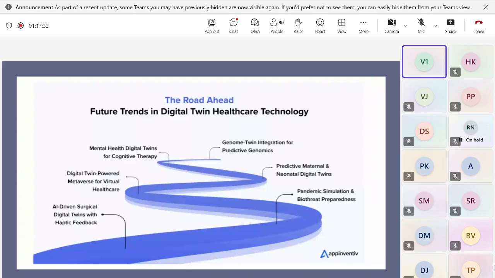So we could see mental health digital twins and digital twins for the metaverse, when I'm getting into more cloud structures and how it is going to be deployed across it. Predictive, in terms of neonatal digital twins. So these are all the future trends which are going to be discussed in terms of twin healthcare technology.